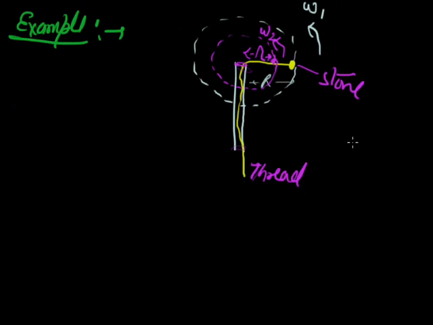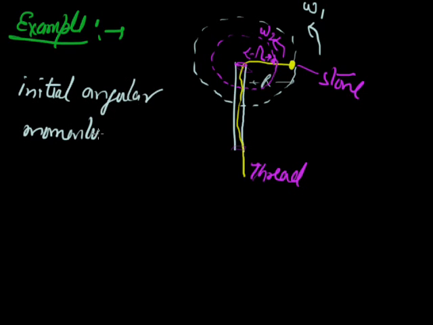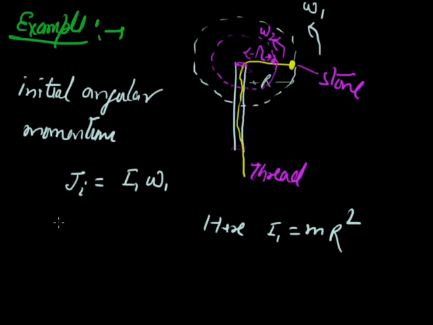Now when the stone is revolving at the radius of capital R, then the initial angular momentum Ji will be I1 omega 1. Here I1 is the moment of inertia of the stone when it is moving at a distance capital R. I1 is m R square. So we can write Ji equals m R square omega 1, equation 1.